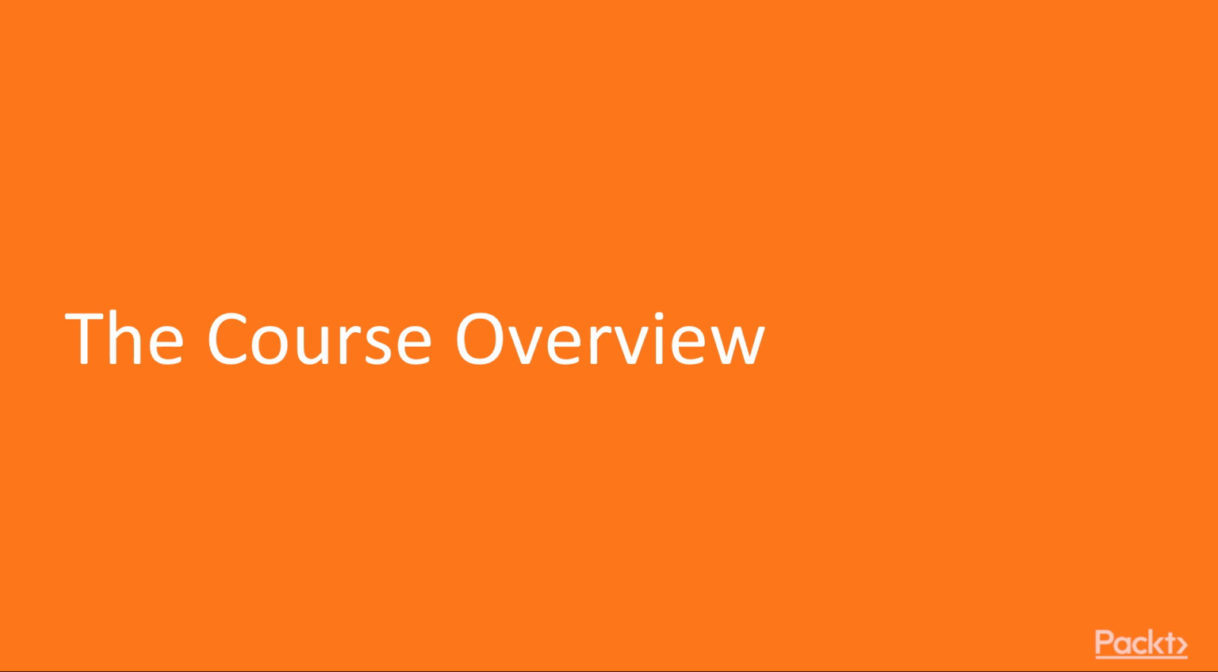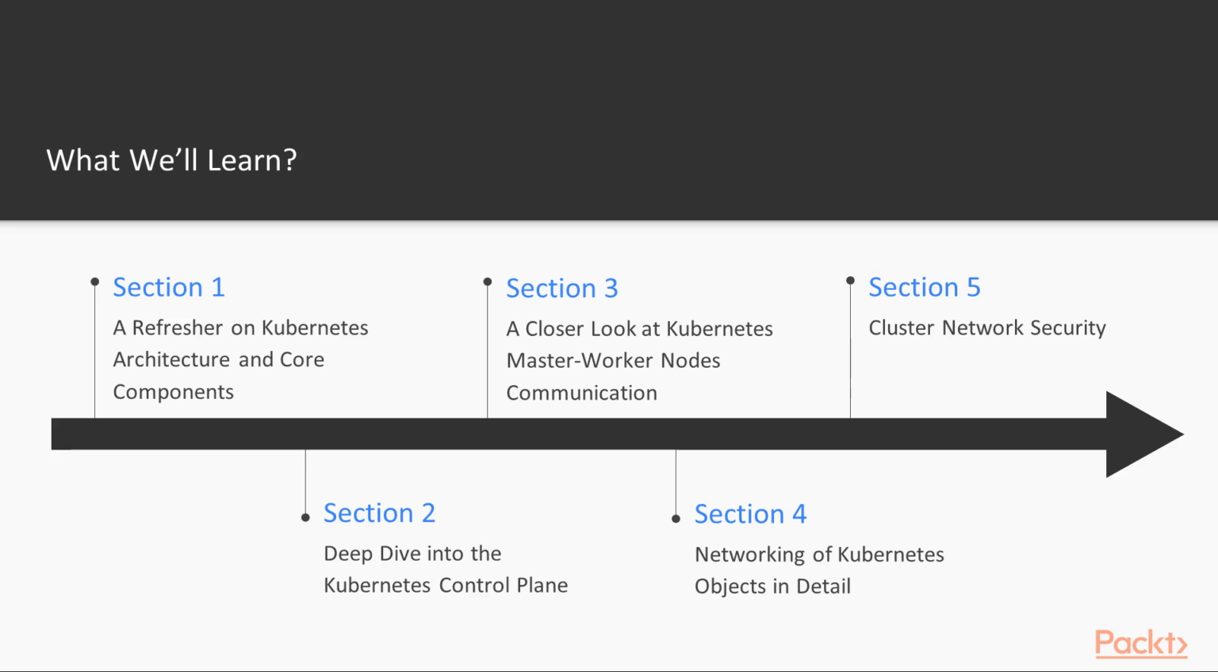Towards the end of the course, topics such as network security will be covered. That will give you practical advice on how to secure a Kubernetes cluster from a networking standpoint. This course is divided into 5 sections. Section 1 will be a refresher on Kubernetes core components and architecture in general. We will briefly go through the various parts that make up a Kubernetes cluster, such as for example the master, the worker nodes, the pods, etc.